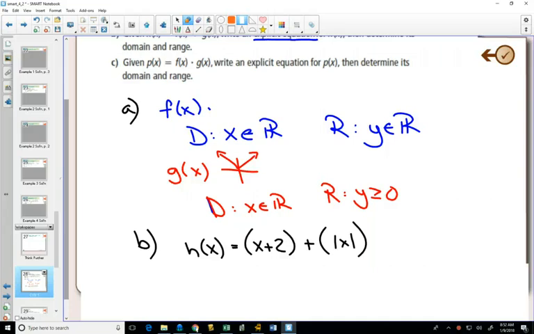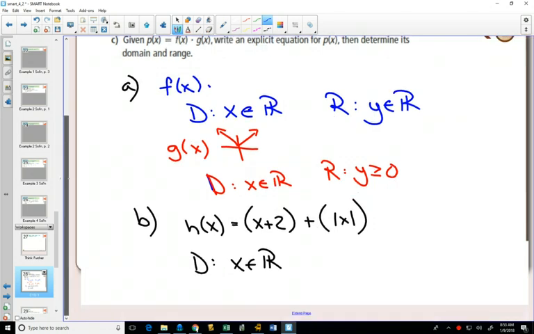Now, the domain part of h of x here, well, that's just going to be an overlap of the two domains that you had from before. So when I look at my domains of my red and my blue graph, my domains were everything. So my domain of this graph is going to be everything. The range, however, is not as easy to just say, oh, is the range going to be an overlap? No. For the range, you're going to actually have to try and add these graphs together and see what happens.